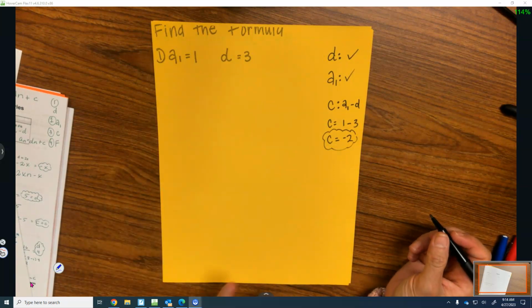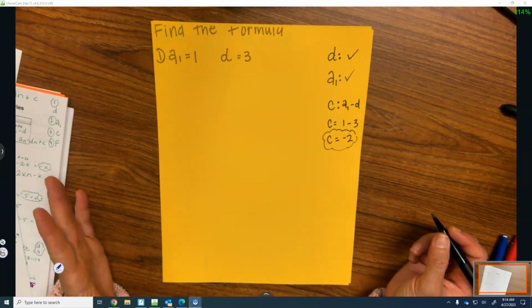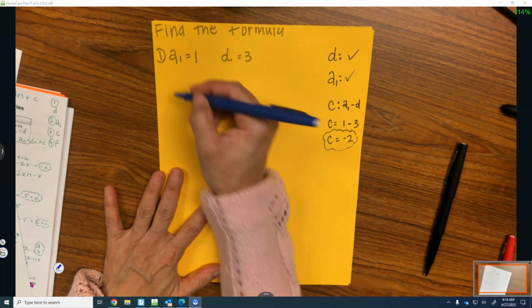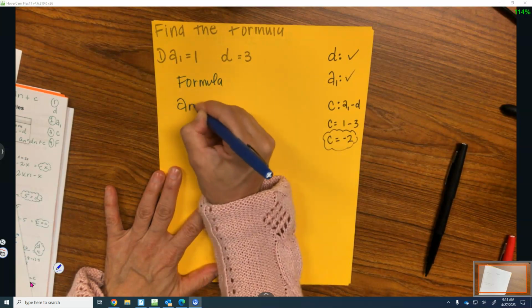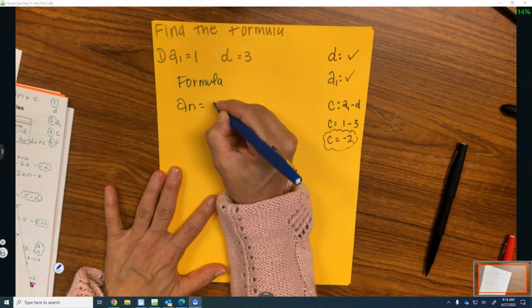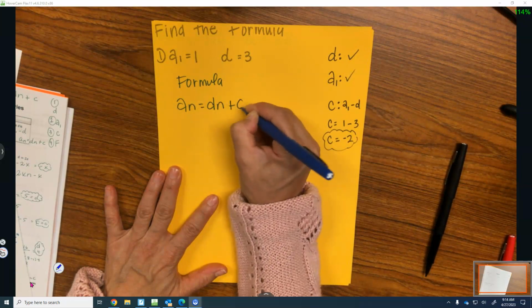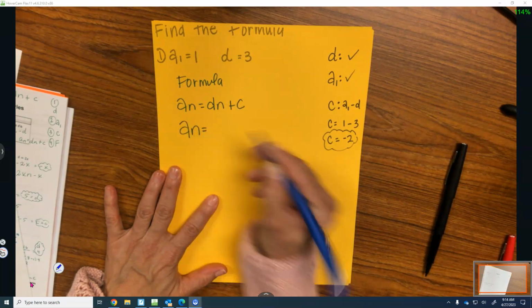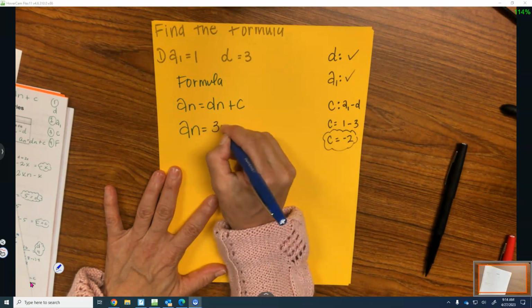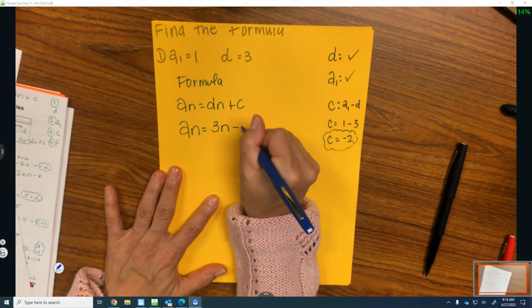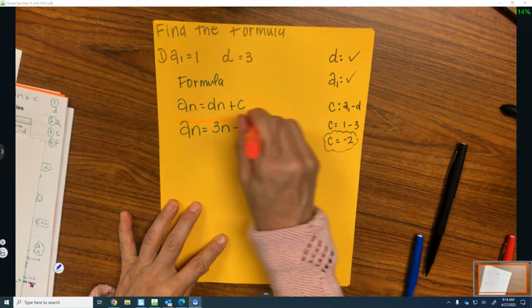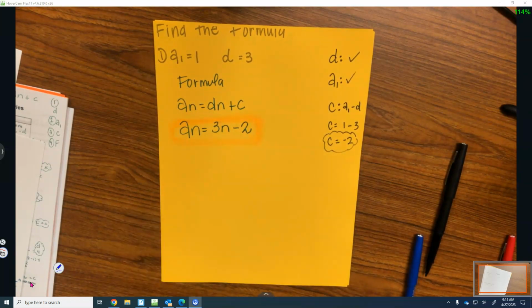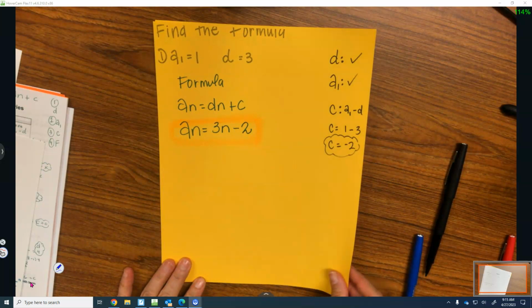And then we also have everything we need now to write the formula. So the formula, remember, it's always in this format. A sub n equals 3n minus 2. And that's it. That's how we're going to write the formula for this stuff. All right, let's go ahead and take a look at the next one.